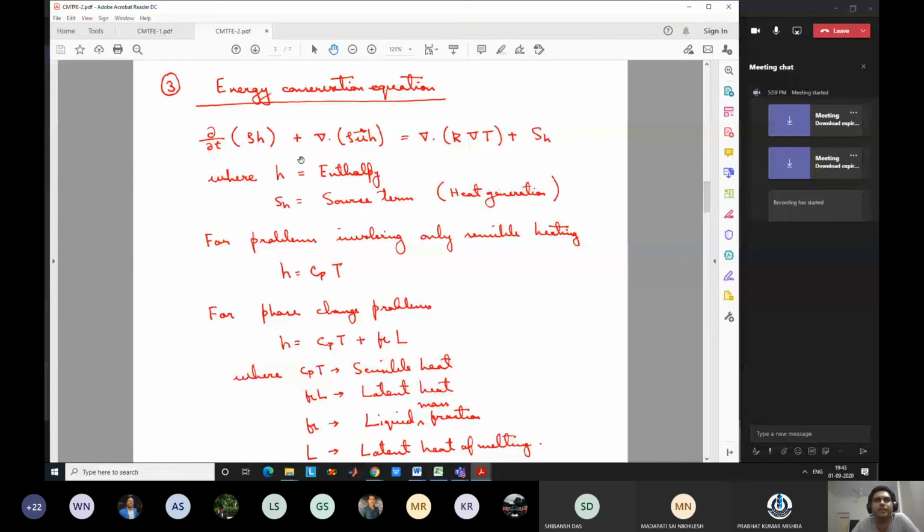Okay, general form, where the transient term is del t of rho h, where h is the enthalpy, rho already you know density. I will discuss h later. What does this transient term represent? It represents how much change in energy is occurring in the domain. You have a domain, you have a small volume. How much change in energy is occurring there, and how can that change in energy occur?